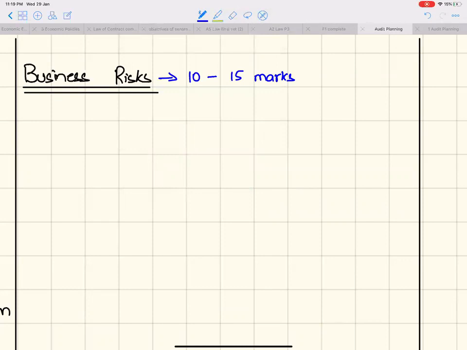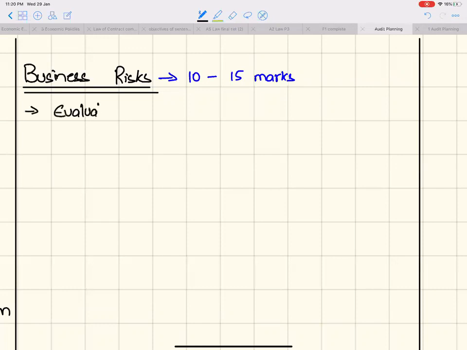Like in part A, the examiner will give business risk, and in part B, the examiner will give risk of material misstatement. Now, what you need to understand is that the examiner will never ask to write a theoretical note on business risk. He will always provide you a scenario, and he will ask you to evaluate the business risks which are related to the company. Okay, so you will not be required to discuss the theoretical knowledge.